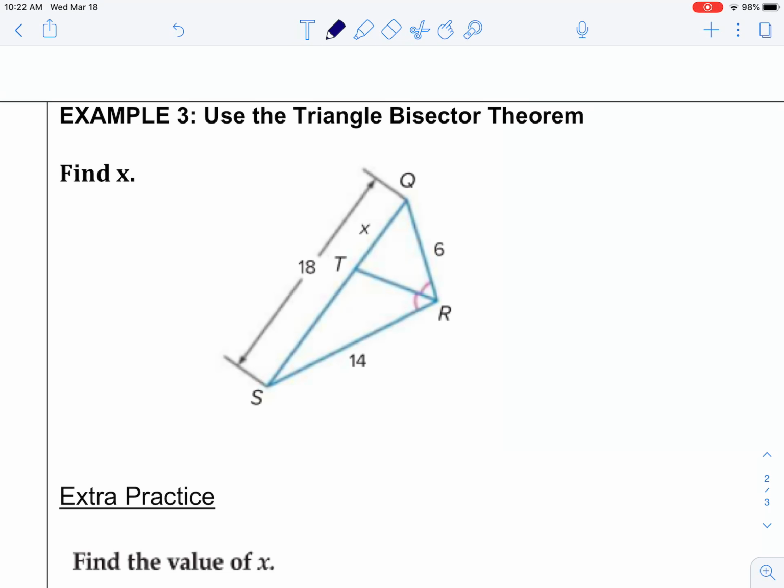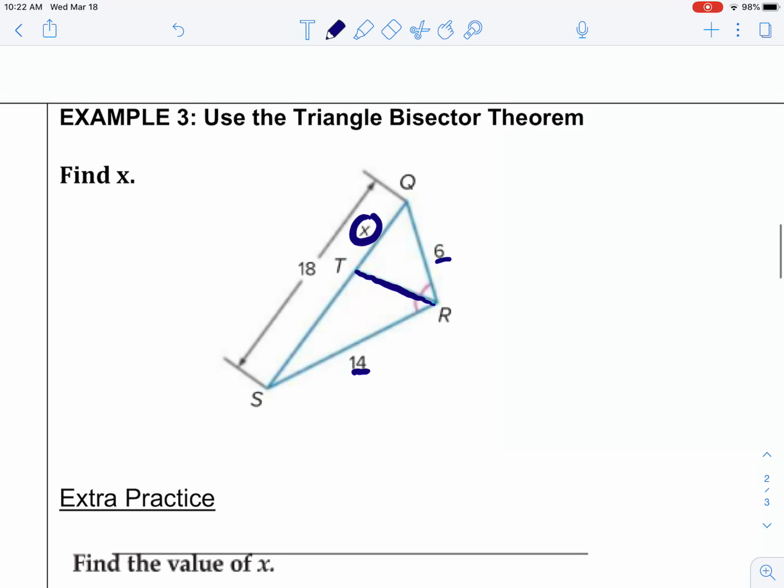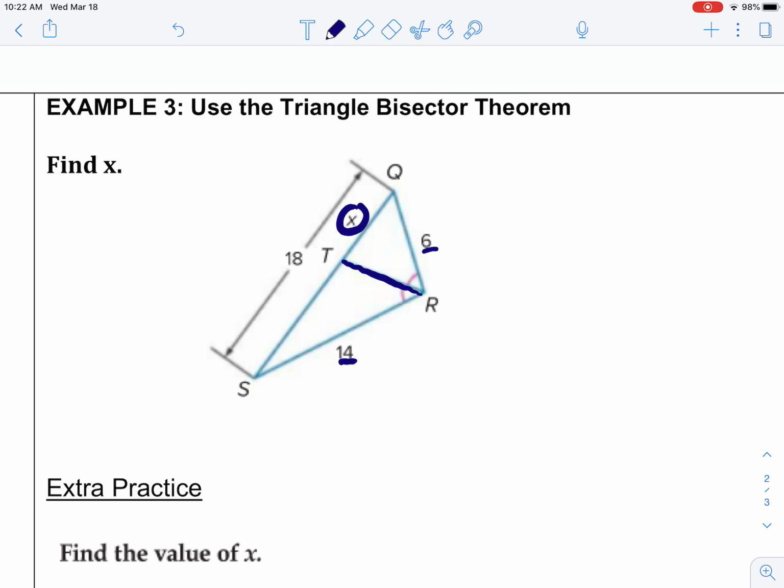All right, so find x. Oh, there it is, found it. So we have these side lengths here of 14 and 6. Here's our angle bisector. And therefore it splits that opposite side into proportional parts with the 6 and the 14. All right, notice that we're given something a little bit different though here. We're given the entire side length, QS is 18. And so we know QT is x.